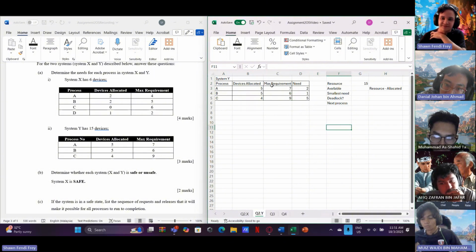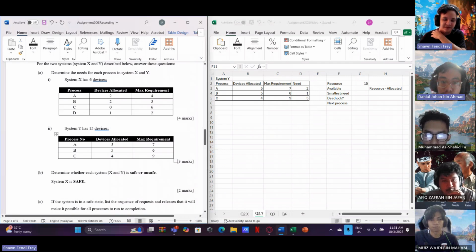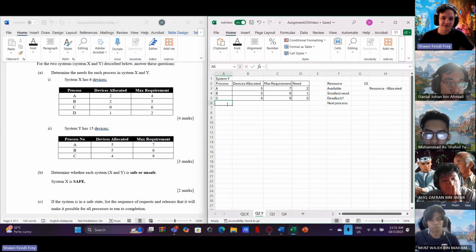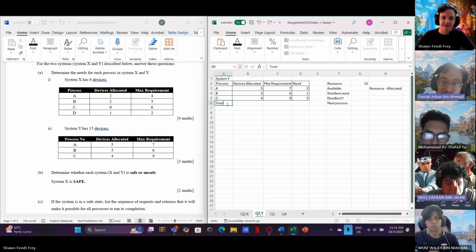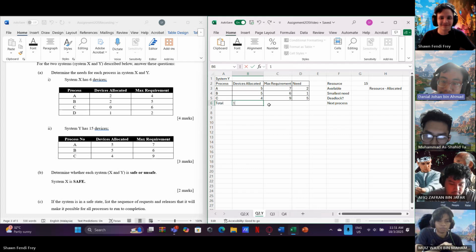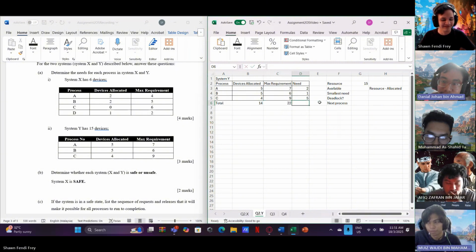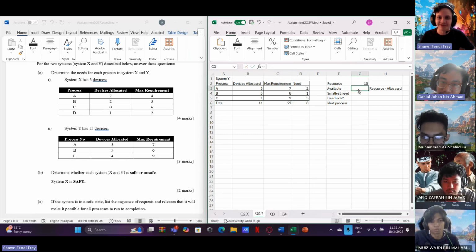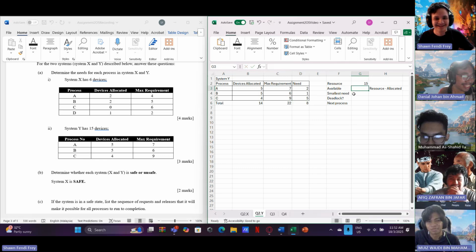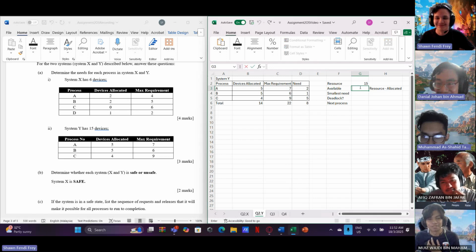Out of the resources allocated, which is 15, we have to count the total again. Somebody help, I don't have a calculator. 14, 14, and then 22, 8, and then 8. I put my blind faith in you guys. I'm not counting this myself, but I trust you enough.